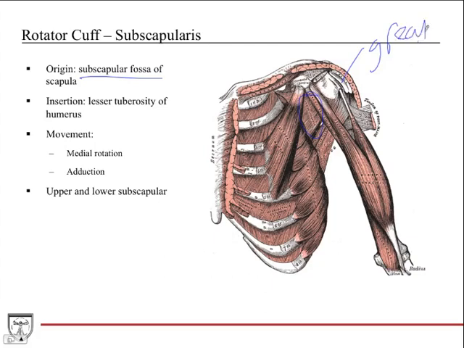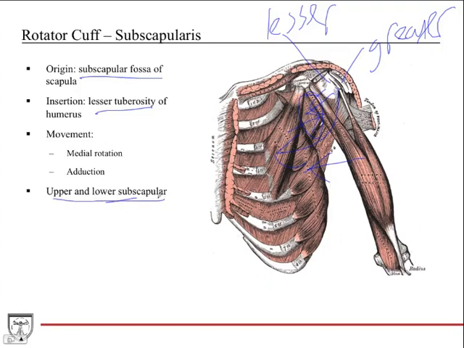So that's the greater tuberosity on the outside there. This is the lesser here. It attaches onto the lesser tuberosity. Now the movement. So again, muscles contract. Muscles contract like this. They shorten. It's going to pull this way, so it's going to immediately rotate, and then adduction, pull it in like this, okay? Upper and lower subscapular nerves.